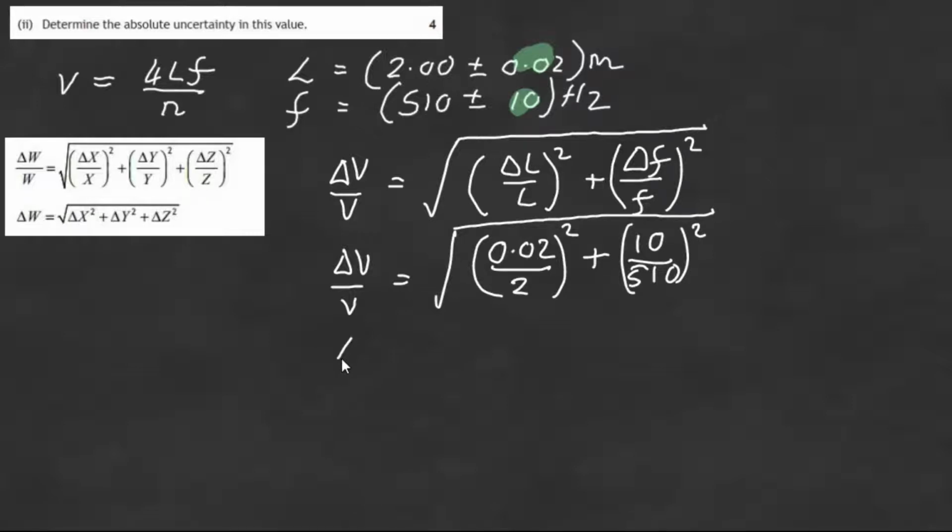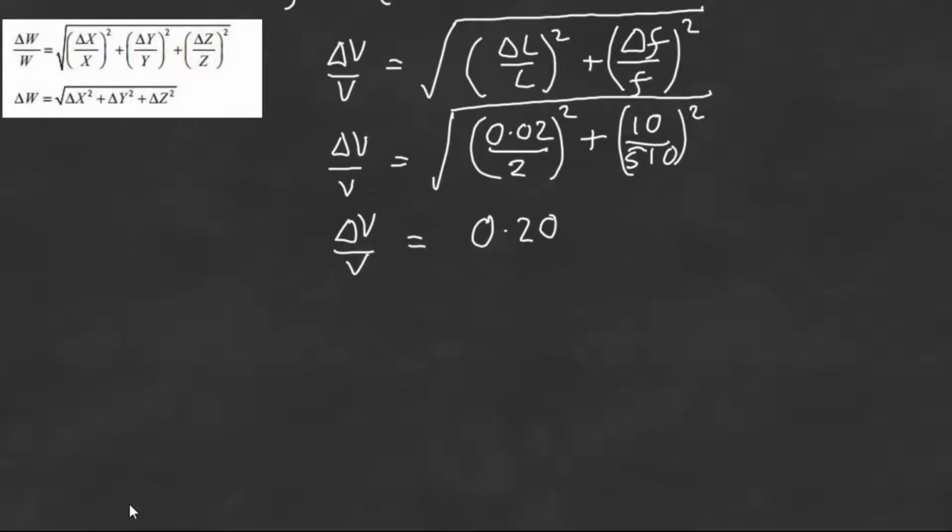So we do that on our calculator, and delta V over V, the absolute uncertainty in the speed divided by the value of the speed, is going to give us a value of 0.20. Just take your time, square these terms, add them together, and remember to take the square root of the whole expression. So I'll move the board up a wee bit.